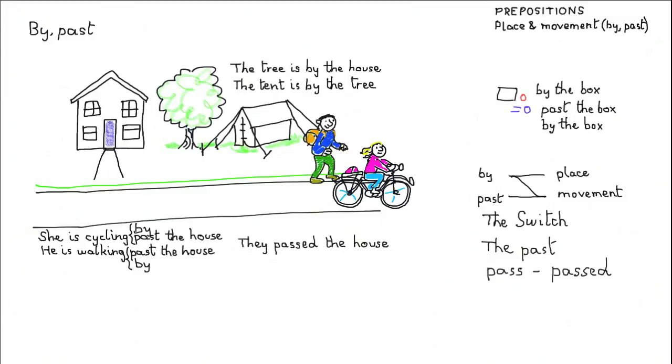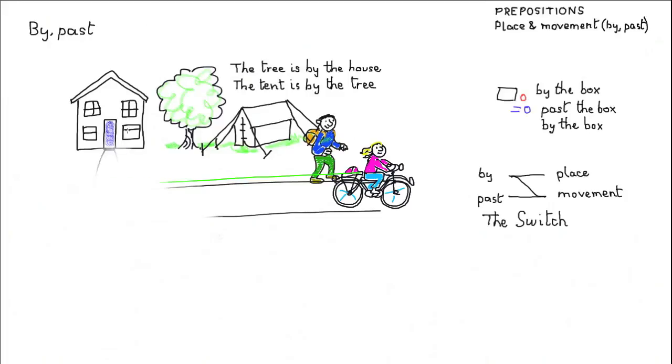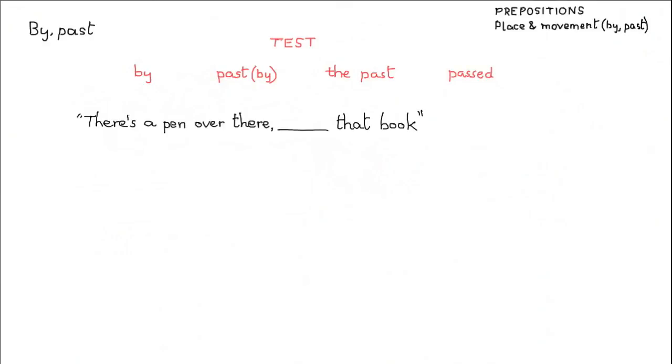Now to see if you've understood all that, and it's quite complicated, I'm going to rub all this out and start a little test. So I'll just write the word test up here. And now I'm going to write in four options. Here we go: by for place, past or by for movement, the past when it's a noun, and past when it's the past tense of a verb. And here's the first sentence. There's a pen over there.